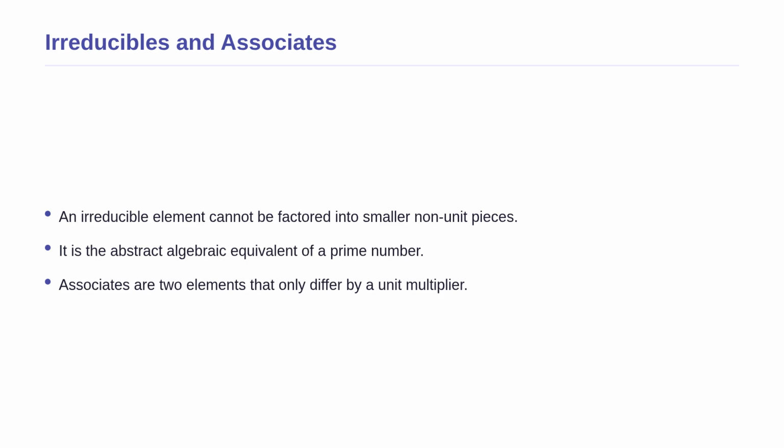Building on the idea of ignoring units, we need to define what our actual building blocks are. We call these irreducible elements. An irreducible element is a non-zero, non-unit element that cannot be factored into two smaller non-unit pieces. It is the algebraic equivalent of a prime number. Finally, we define associates. Associates are two elements that only differ by a unit multiplier, such as 5 and -5. Recognizing associates is crucial because it allows us to see when two seemingly different building blocks are actually the exact same piece, just wearing a slight disguise.